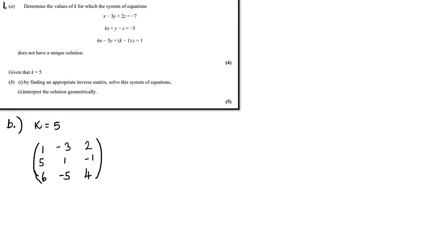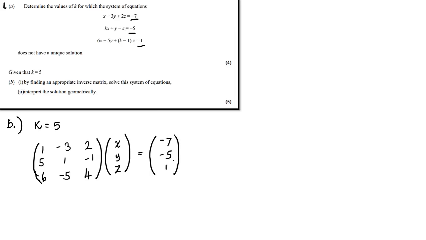So how do we do this? Well, imagine this is multiplied by x, y, and z. That's what we're looking for here. Now we know this would be equal to minus 7, minus 5, and 1. So we're saying here this is equal to minus 7, minus 5, and 1.